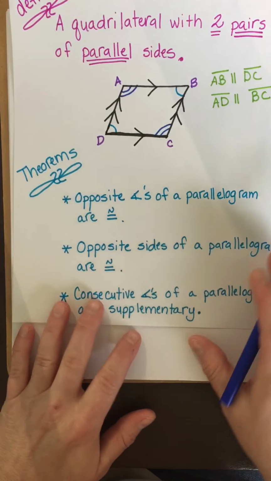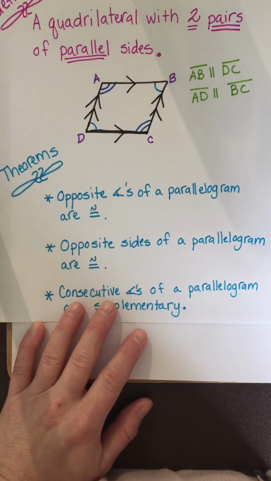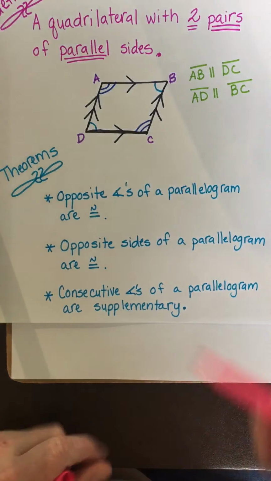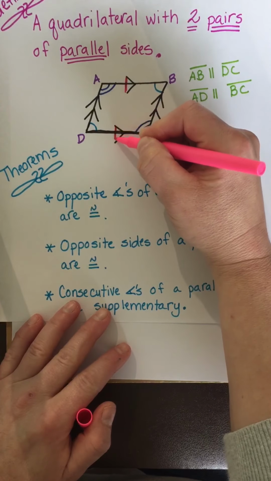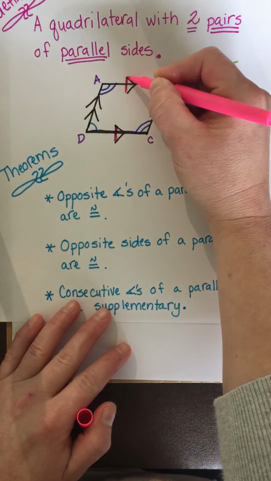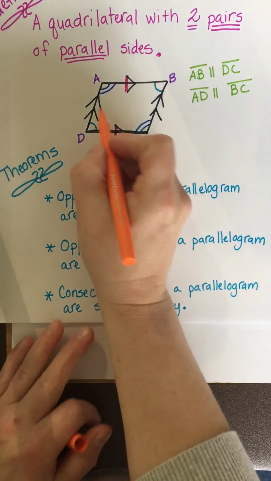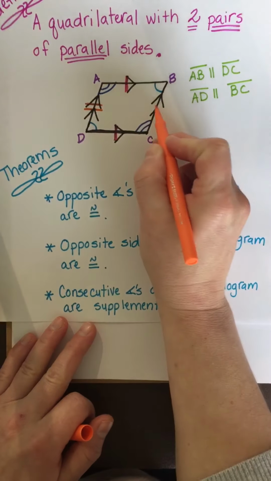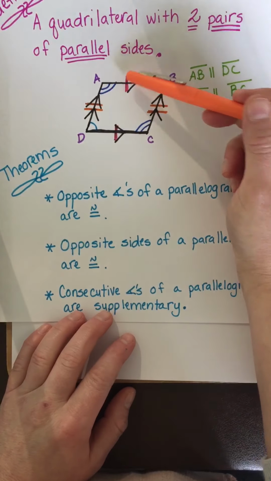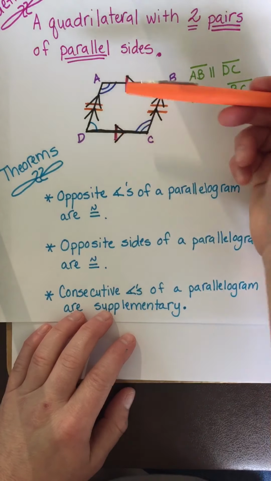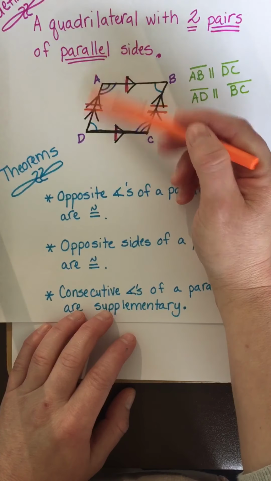The next one says opposite sides of a parallelogram are congruent. So that means that AB is congruent to DC and AD is congruent to BC. So opposite sides are congruent. They are equal. This length is equal to this length. This length is equal to this length.